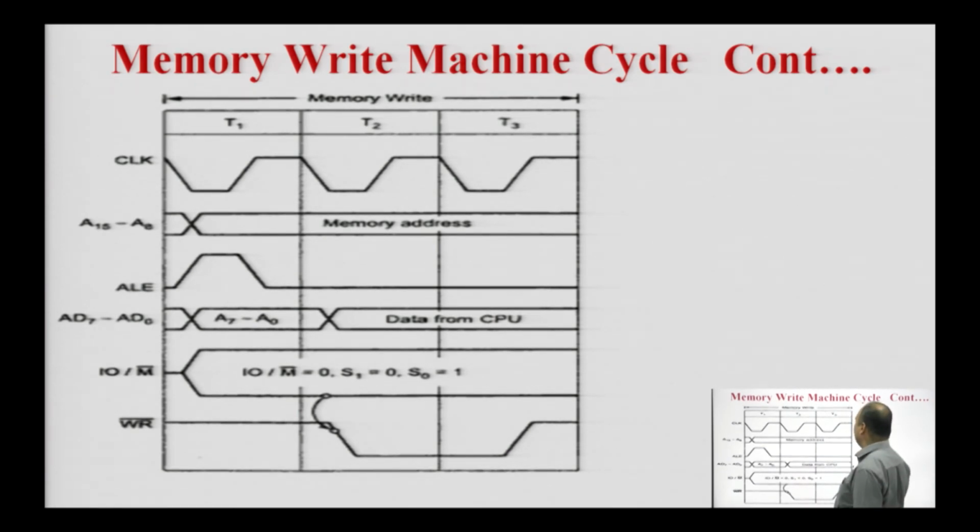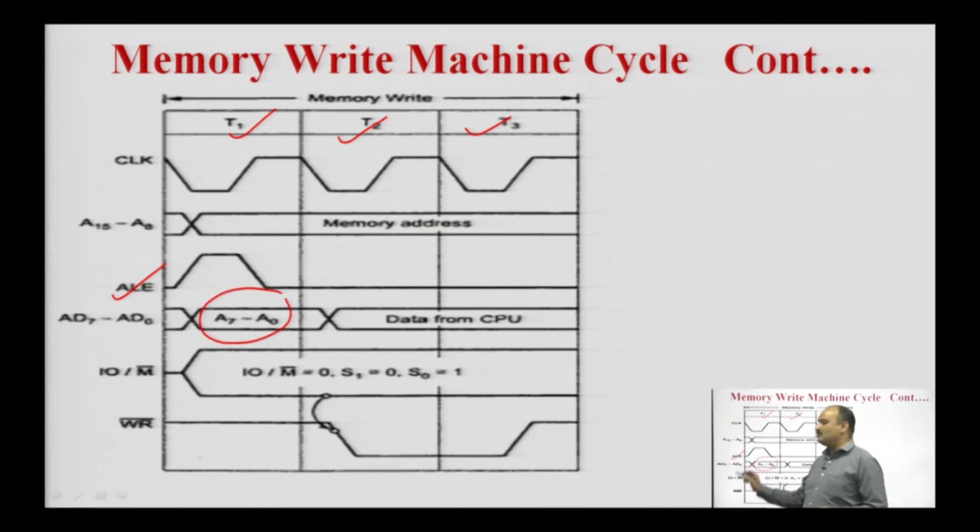This memory write machine cycle again requires 3 T states, that is T1, T2 and T3. Up to this T3 T state, the processor will complete the execution of the memory write machine cycle. At the T1 T state, the processor will first generate the ALE signal. With the help of the ALE signal, it will enable the latch. Once the latch is enabled, it will hold the low order address on the A0 to A7 address lines.